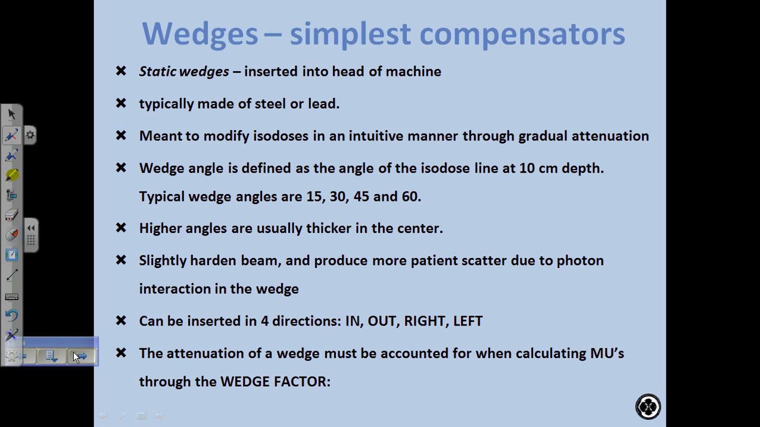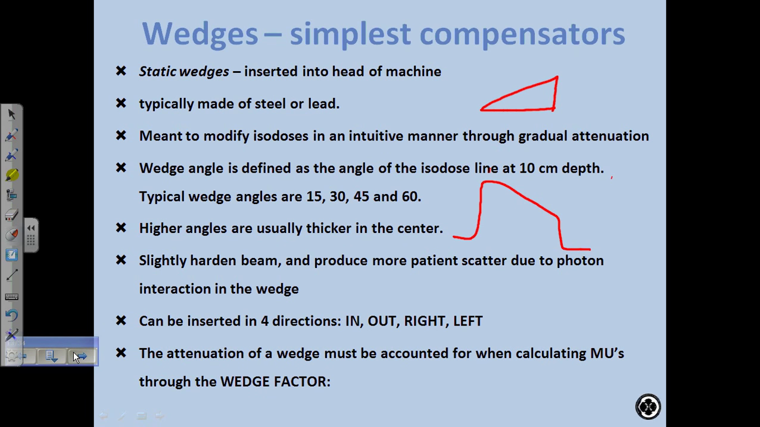So if you take a 30 degree wedge and you want to know what 30 degree means, 30 degree means that if you put the wedge in the head of the machine, and you've got a water tank, and you scan profiles with the chamber in this direction. Well, what you're going to find as you scan those profiles is that the profiles look something like that, right? Okay, so as you scan through, your chamber is going to show a profile that looks like that, and the wedge is going to be in the head of the machine, and it's going to look like that. All right, so the lowest dose corresponds to the thickest part of the wedge.